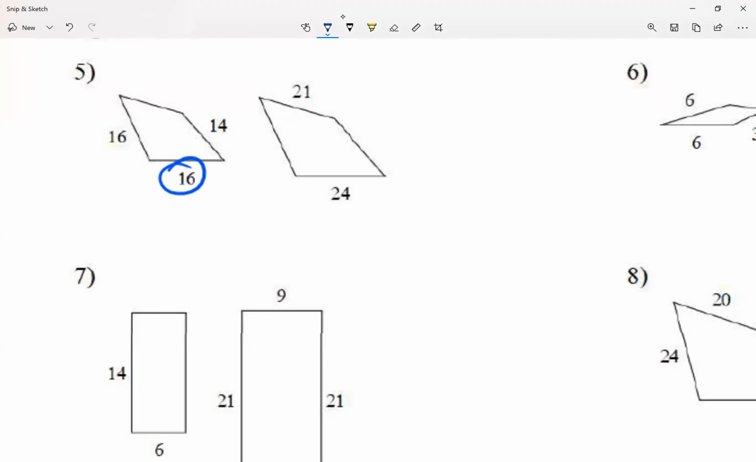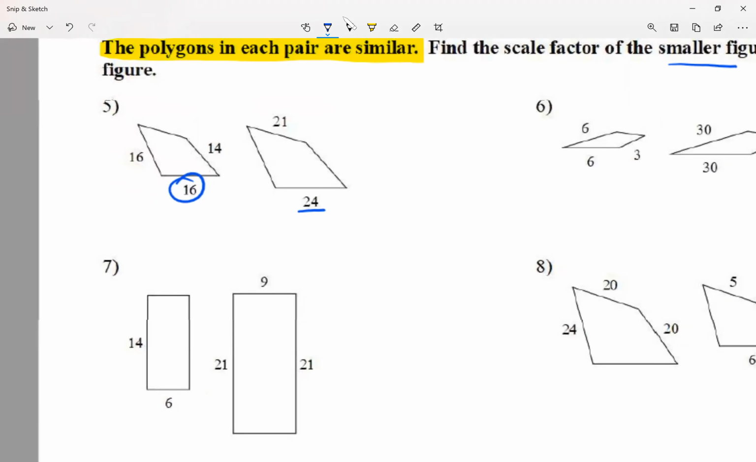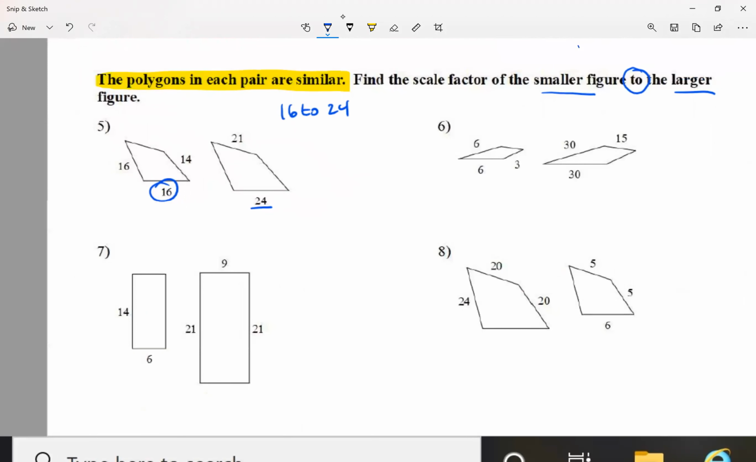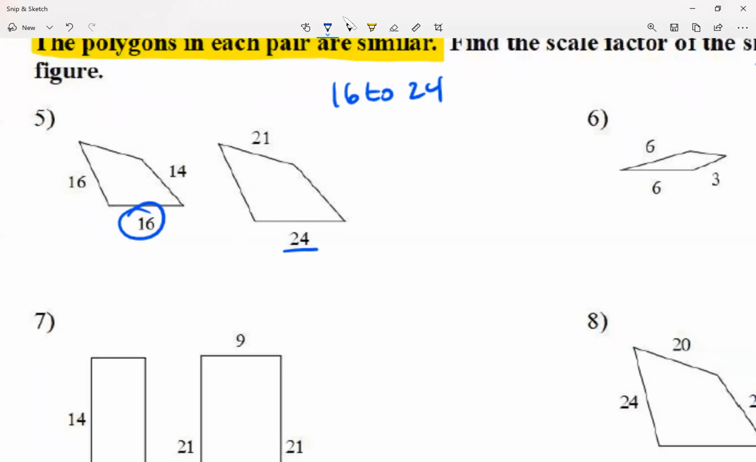I'm going to compare the 16 of the small figure with the 24. The way we write scale factors, there's a couple of ways. We can write 16 to 24. That's one way. Notice I wrote the smaller number first, because it said smaller figure to the larger figure. So make sure you write the small number first. So again, we can write that as 16 to 24. That's one way of writing it. Some other people write 16 over 24. That's another way of writing it. But the way we are going to write it will be 16 colon 24. The way we read that is 16 to 24.